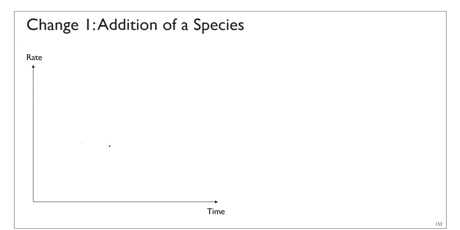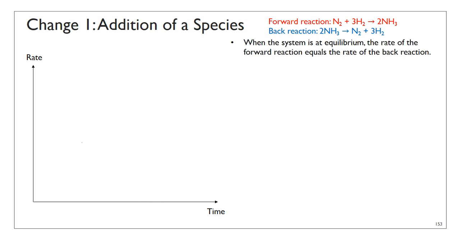So if you need to plot a rate over time graph to represent this change and the response, we're going to start with the equilibrium. I'm just going to color code. The rate of the forward reaction is going to be red and the back reaction will be blue. Before the change is applied, the system is at equilibrium, which means that the rate of the forward and back reactions will equal each other. So your starting point has to be something like this.